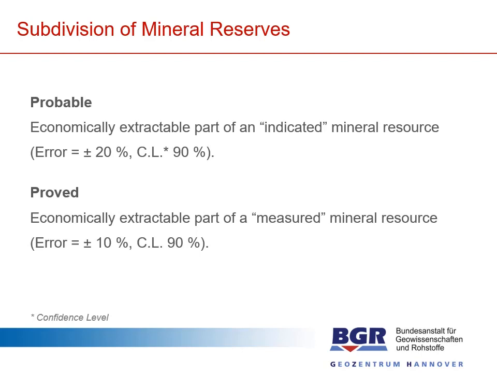A probable reserve is the extractable part of an indicated mineral resource. The error is plus minus 20% and the confidence level 90%. And a proved reserve is the economically extractable part of a measured mineral resource with an error of plus minus 10% and a confidence level of also 90%.